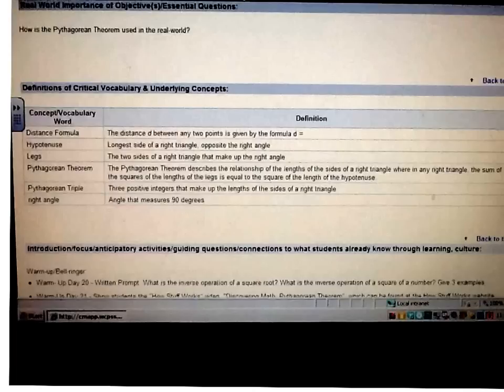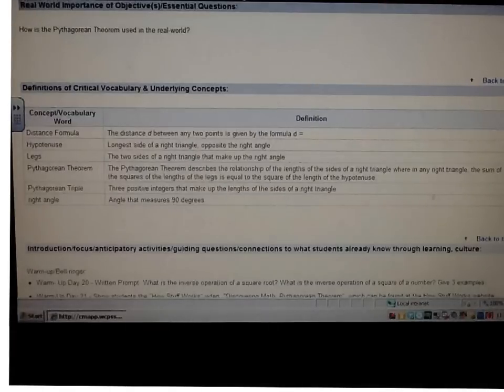Okay, so these are some definitions that you need to write down because you need to know the distance formula, what the hypotenuse is, the legs, Pythagorean theorem, what a Pythagorean triple is, and what a right angle is. You're going to be expected to use this math vocabulary in class and to understand when I say it.